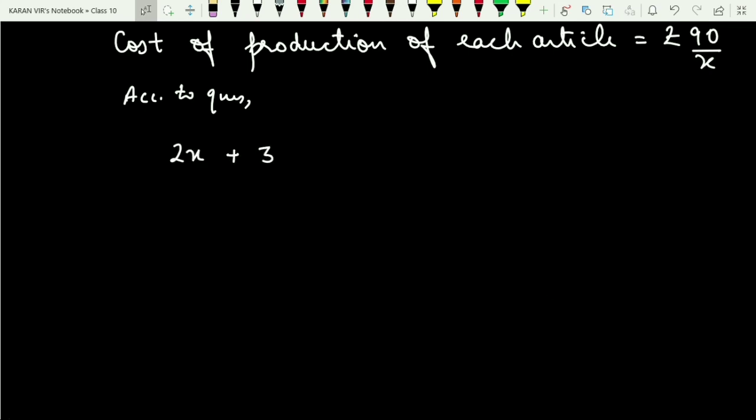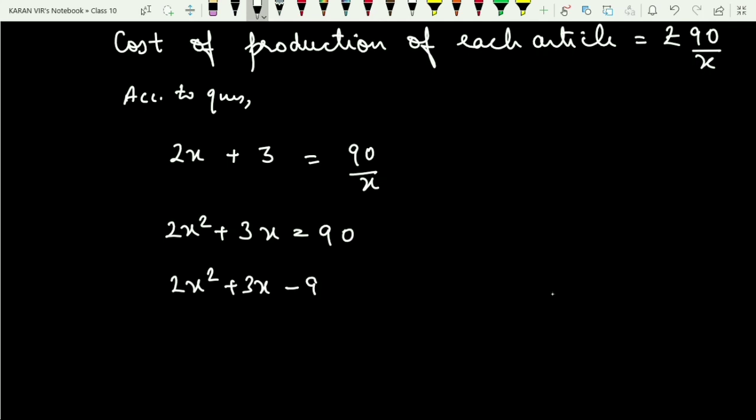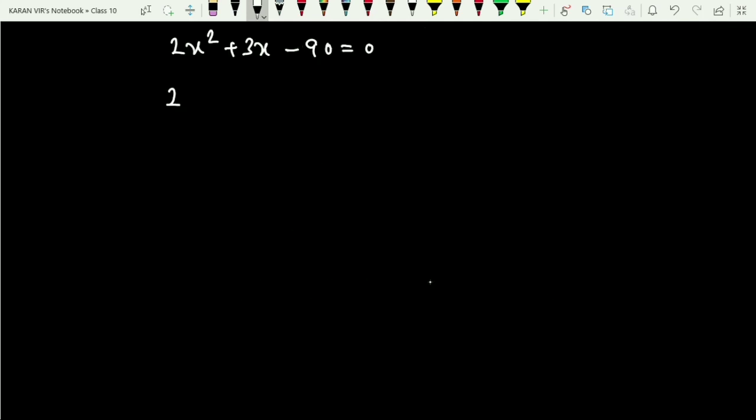And what was the cost of that article? That was 90 by x. So that is the equation. Now you just need to solve this. So let us solve this. Take x to the left hand side. This will be 2x square plus 3x is equal to 90. So this implies 2x square plus 3x minus 90 is equal to 0. So the factors will be 15x minus 12x minus 90 is equal to 0.